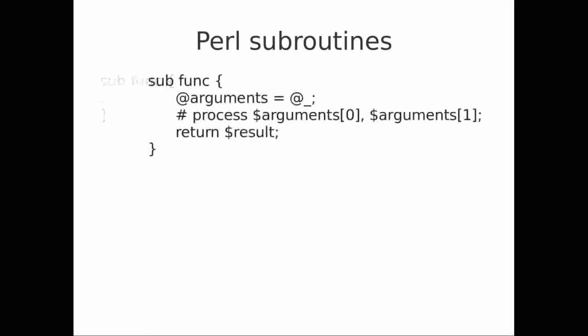So we can start by saying, let's get the arguments that were passed to this function. They'll be passed in at @_. We can take out those arguments, we can process them with some other Perl code, and we can return our result. Here I've just returned a single scalar as a result. We can return arrays and we can return other things too.